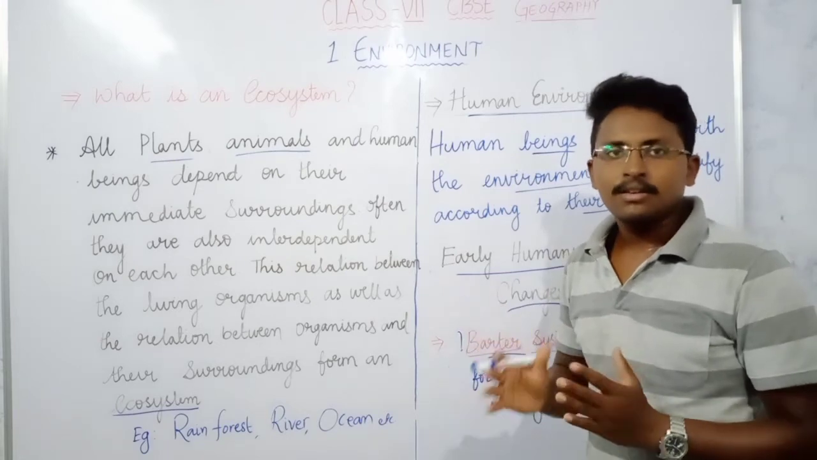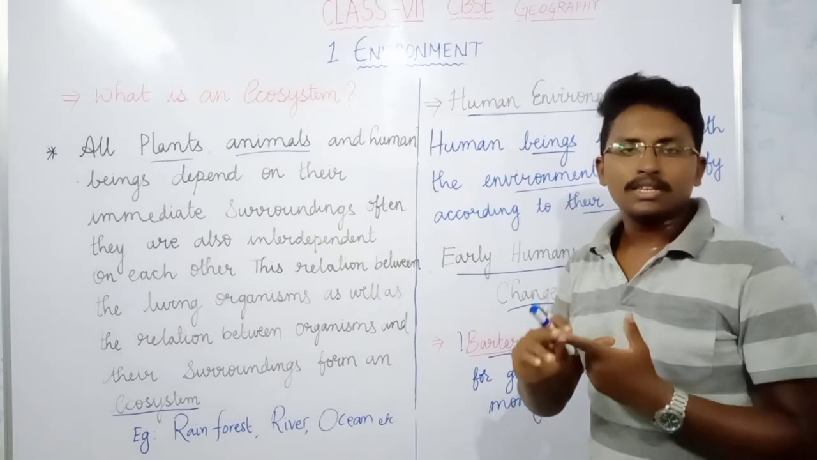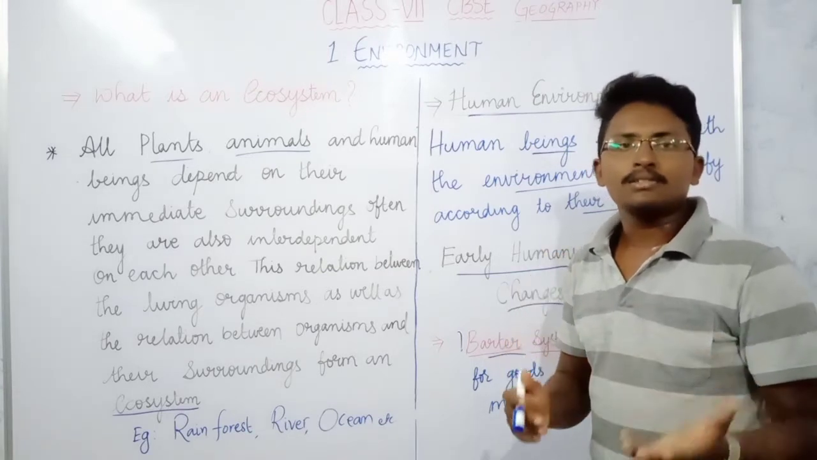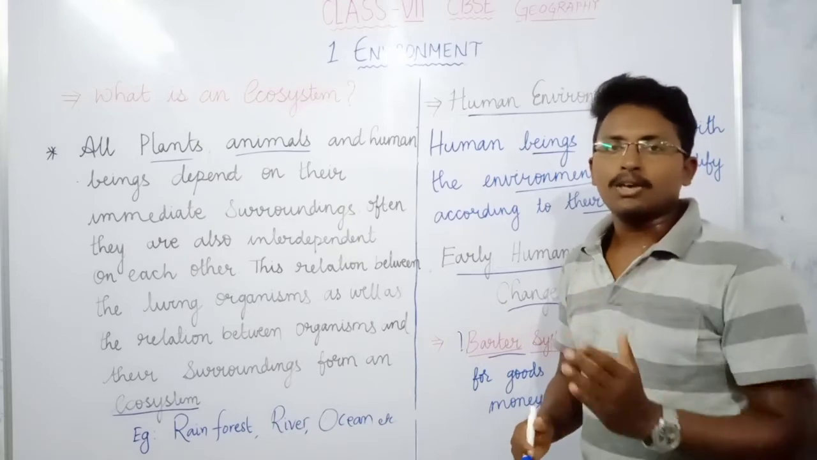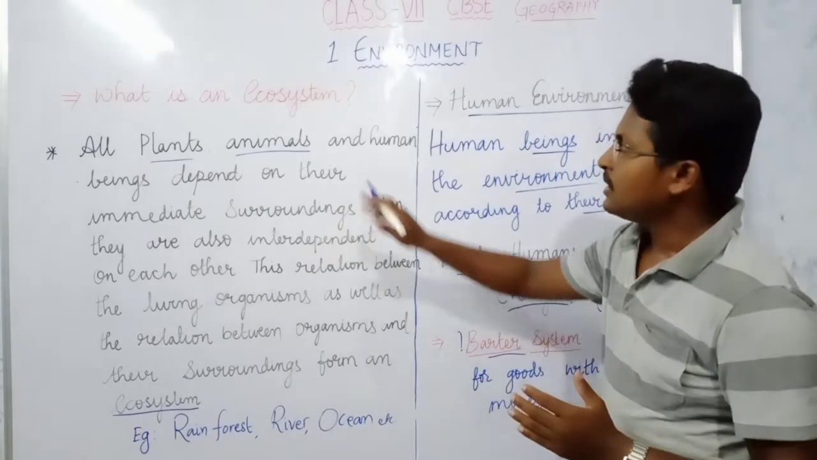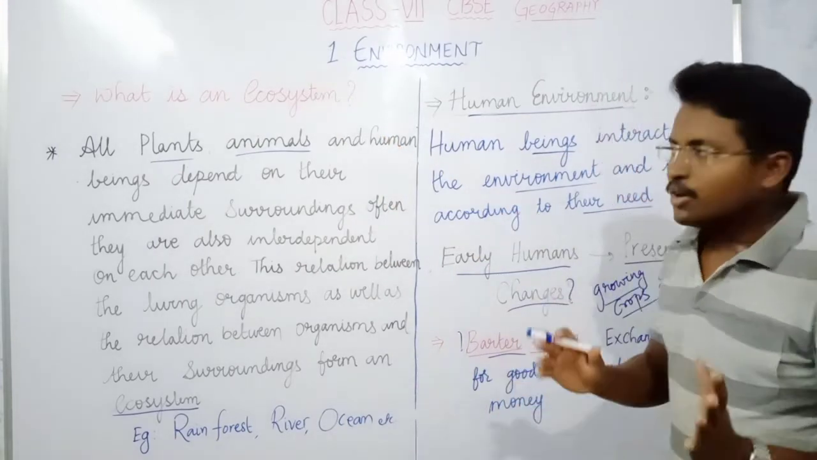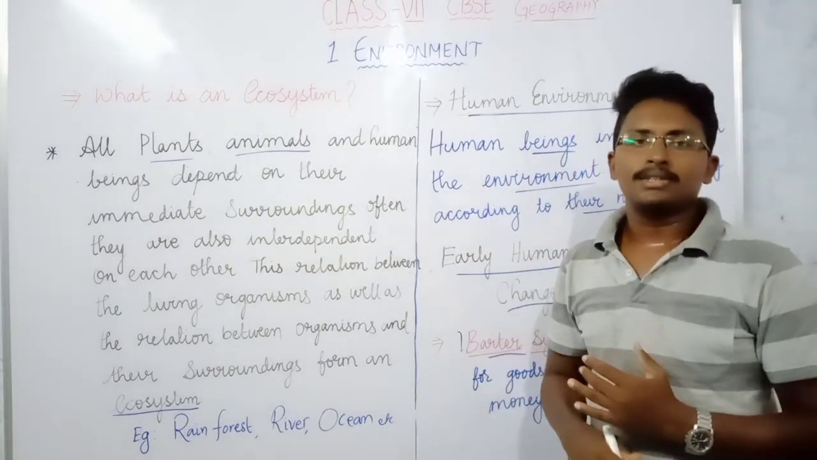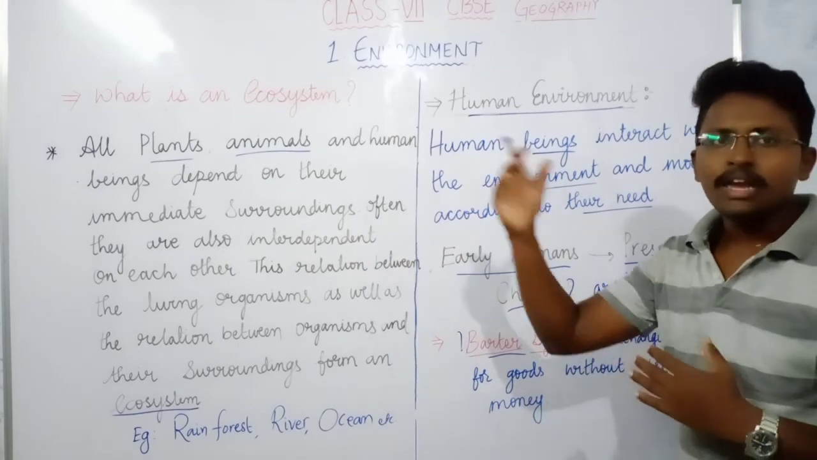So with this, we have completed this chapter, environment. We have seen what an environment is, then what the different types of environment are, and we have also seen what the lithosphere, hydrosphere, atmosphere and biosphere are, and we have also seen the ecosystem. Then we have also seen how humans modify the environment according to their will and wish. So in the next lecture, we will talk about the inside of our earth.